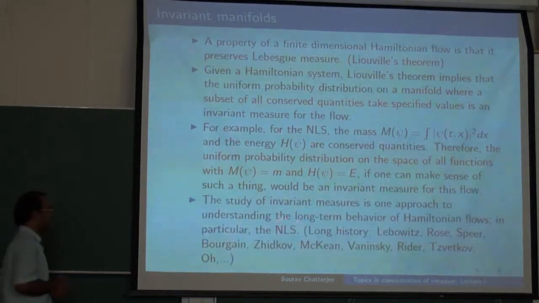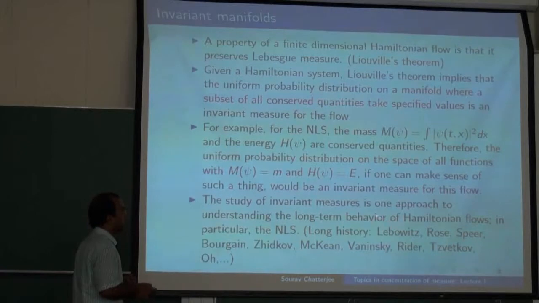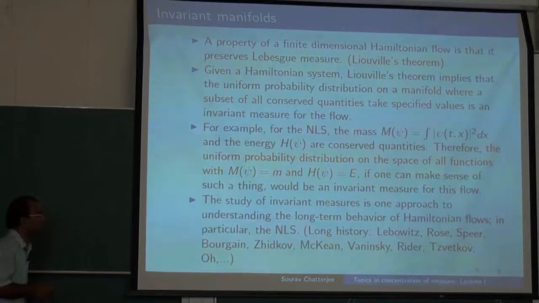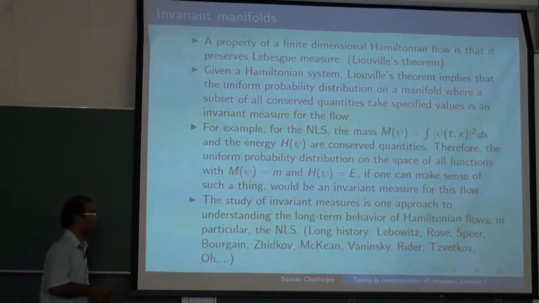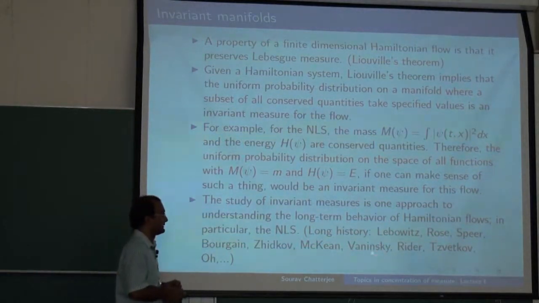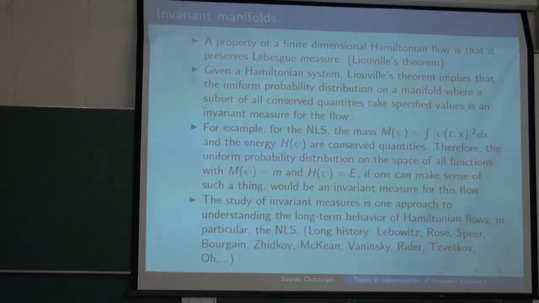Okay. So just a little bit of history. This has a long list of people working on this. This was not exactly this invariant measure, but a weighted version of that, which is called the canonical ensemble. It was initiated by Lebowitz, Rose, and Spear, and then Bourgain proved that the measures that they had were invariant, and so did McKean, and various other people have worked on it recently, so I will not go into all that. So this has a history. They're studying these invariant measures for these nonlinear Schrodinger flows.